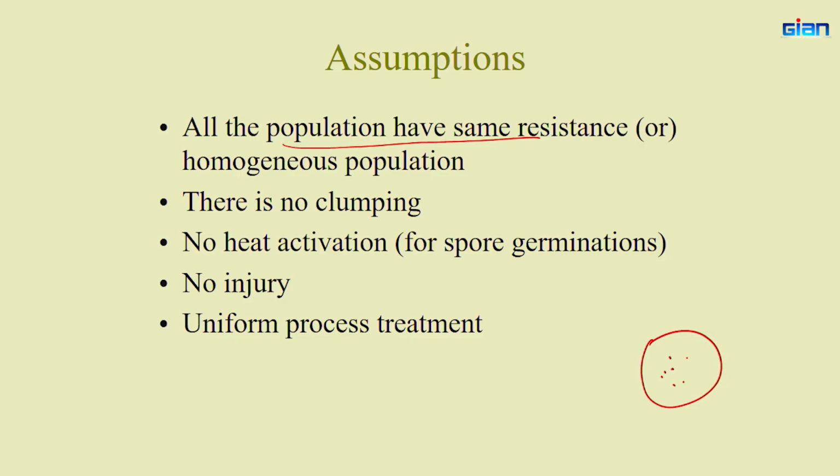You can say that this is from one colony, is one microorganism, and so on. But it's possible that this one colony may have a cluster of 10 microorganisms, but you are counting that as one colony. So again, we assume there's no clumping. And then there's no heat activation for spores. So that means a spore remains as a spore, and there's no injury. Injury is basically when you're heat treating it.